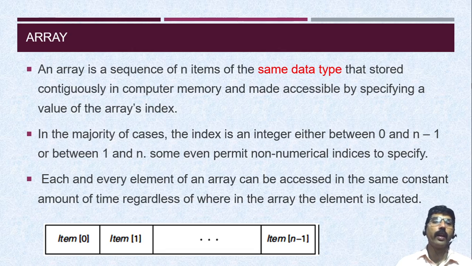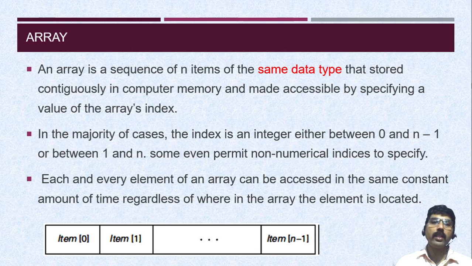The first one is array. Array is actually a sequence of n number of items. All the items have the same data type, and these are actually stored in contiguous memory locations in the RAM. These elements of the array are accessed by using an index value.